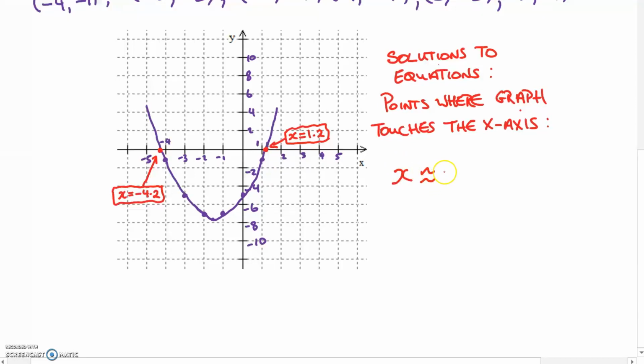This curly equal sign means approximately equal to 1.2 and x is approximately equal to negative 4.2. Okay, and that's it. Hope you enjoyed. Now this one you couldn't have done by factoring. Factoring would not work for this one. Okay, there you go. Thank you.